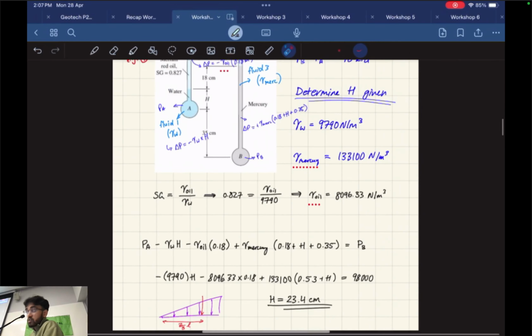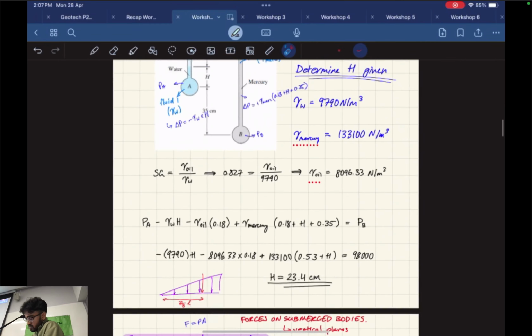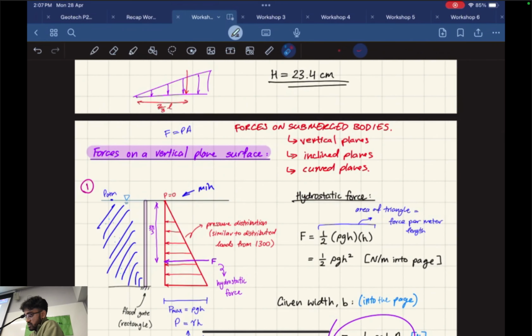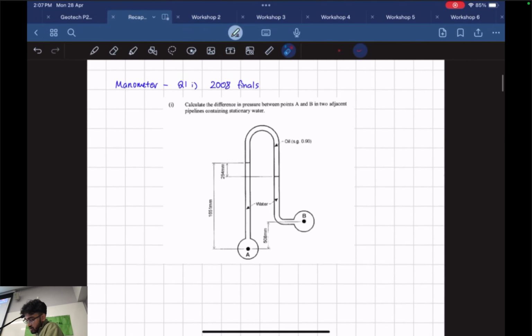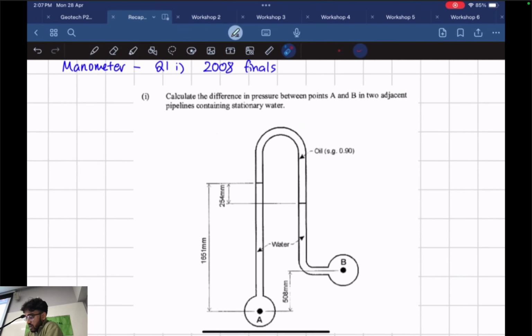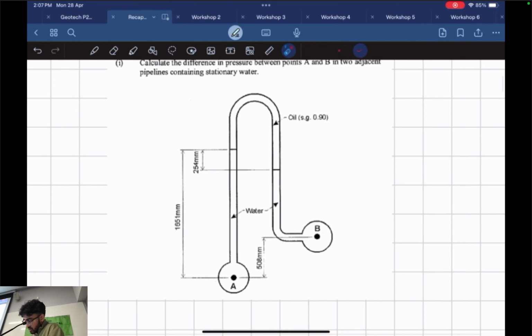Okay, in that case, I'll go through a quick question on manometers, then I'm going to go through forces on a submerged body afterwards. So this is from the 2008 finals. Calculate the difference in pressure between point A and point B in two adjacent pipelines containing stationary water. They've given us that oil has a specific gravity of 0.9. So SG oil equals 0.9. And from this, we can find our unit weight of oil.